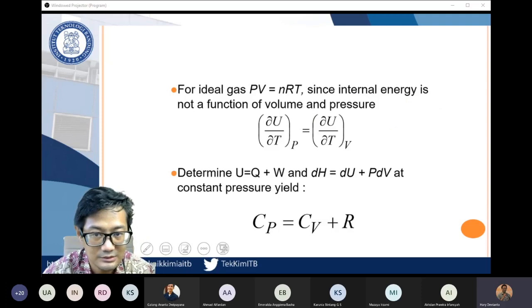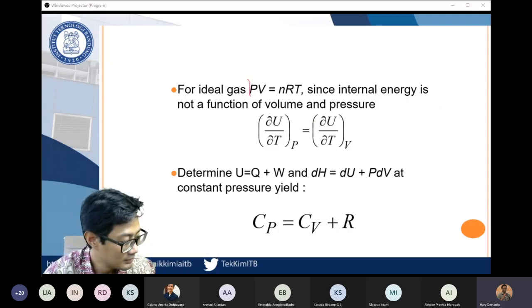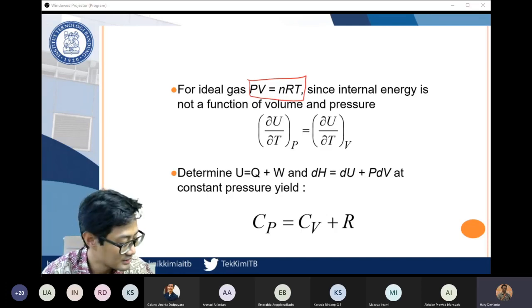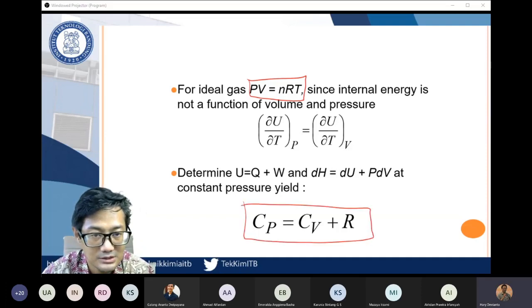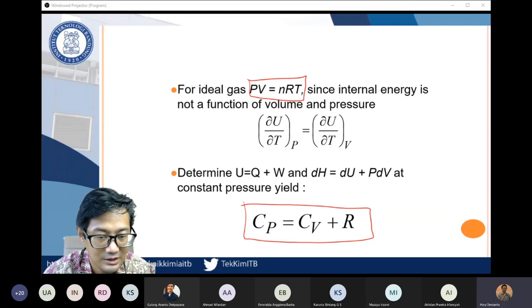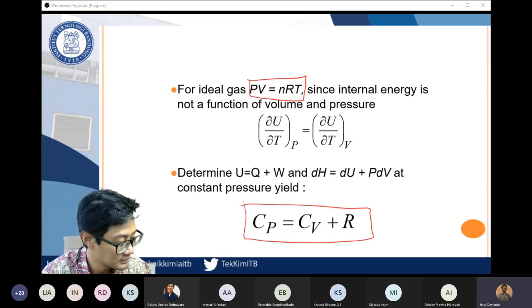Now let's move on. Recall this formula, PV is equal to nRT. Since internal energy is not a function of volume and pressure, we can consider this relation: Cp is equal to Cv plus R. Okay, so please remember this relation. Cp is equal to Cv plus R.